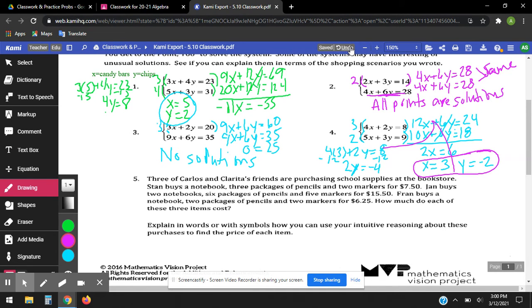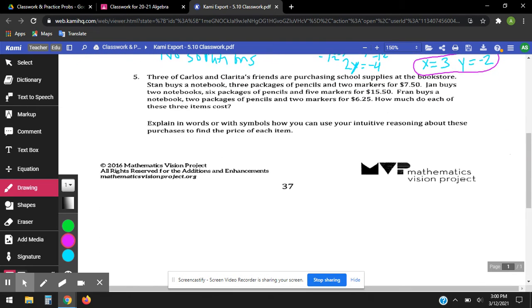I can't buy 3 bags of candy bars and negative 2 bags of chips. I guess I could have returned 2 bags of chips. Maybe if I bought 5 bags and returned the chips for $2, that one works. But they wouldn't be paying me to take their chips. I guarantee that. All right, so number 5, it's a little bit of a trickier one.